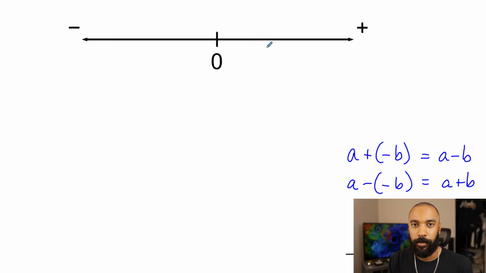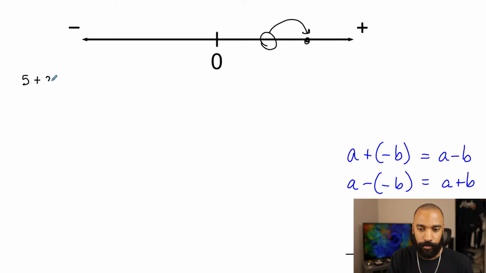Okay, case number 1. I have a positive number, right of 0, and then I add another positive number. So let's say those cases are like 5 plus 3, 8 plus 2, 4 plus 1. Things like that. Okay, that's case number 1.